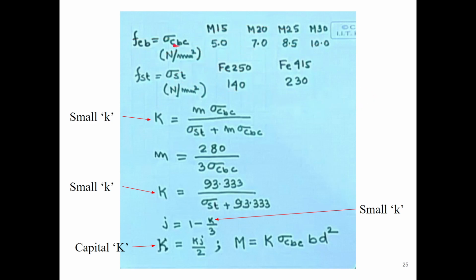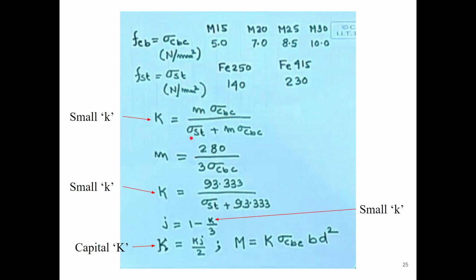For M15, the sigma cbc value will be 5. For M20, it will be 7. For M25, 8.5, and for M30, it will be 10. Similarly for sigma st, for Fe250 it will be 140 megapascal, and for Fe415 it will be 230 megapascal. These are the values given in tables as per IS 456.